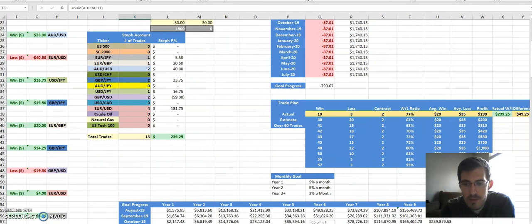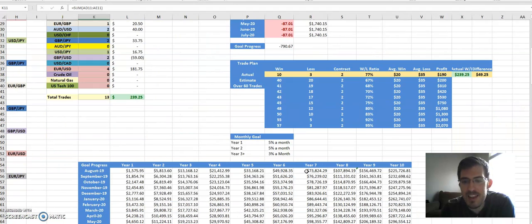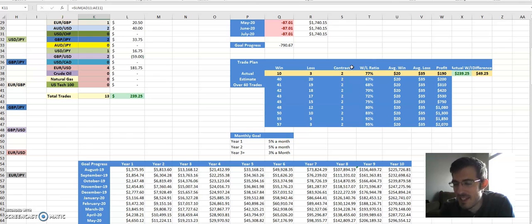I also have this to estimate what my earnings are based off win-loss ratio. So actually my win-loss ratio that I have averaged out is less than 1-to-1. But I want to have a higher win ratio than loss ratio, right?